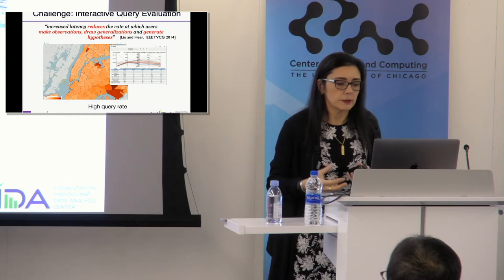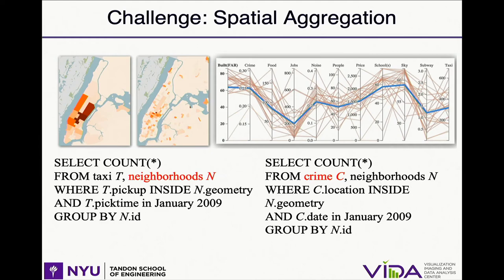And the challenge here in terms of attaining interactivity is that all these queries are what we call spatial aggregation, right? So the heat maps here are showing the density of taxi pickups at the different neighborhoods. So here I need to look at all neighborhoods of New York City and count the number of taxis inside those neighborhoods, right? So this is like one aggregation query.